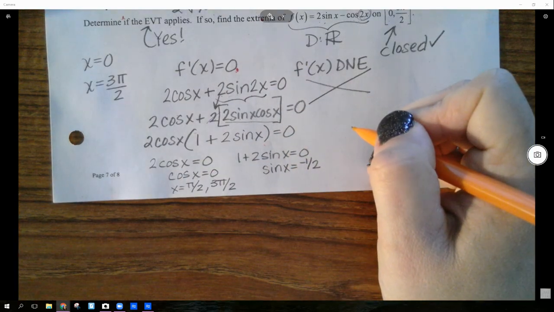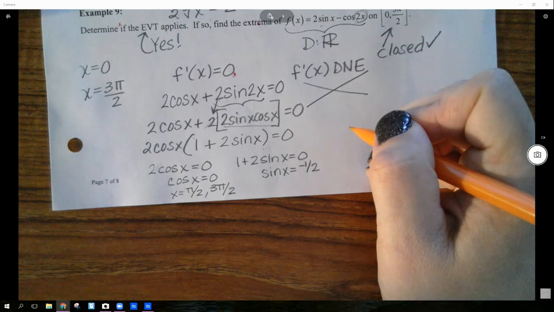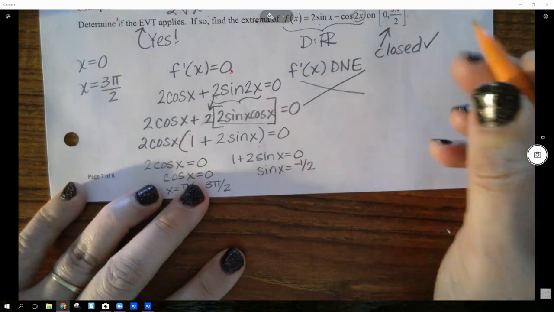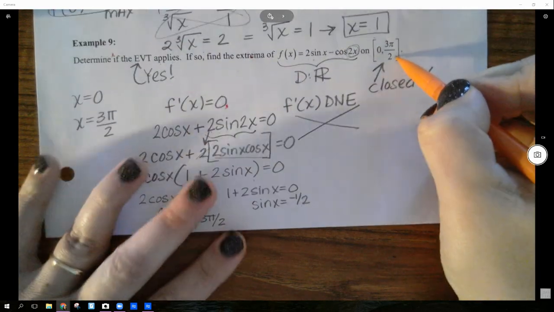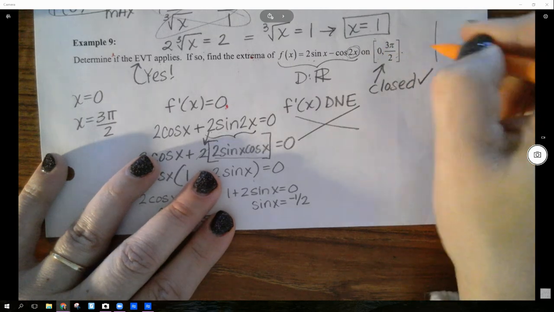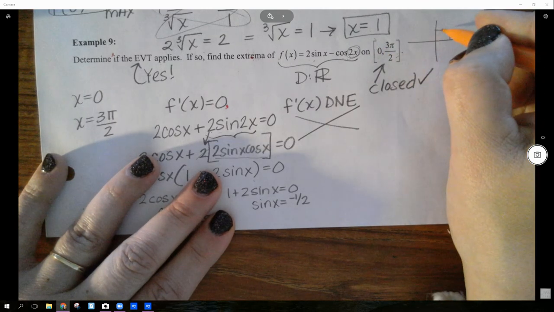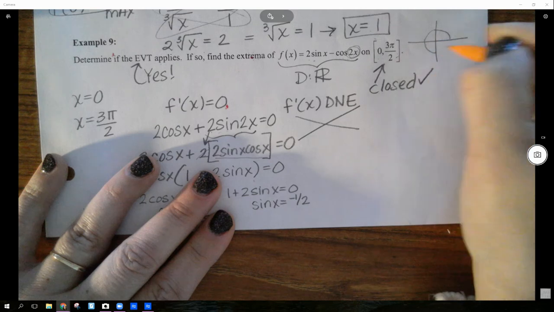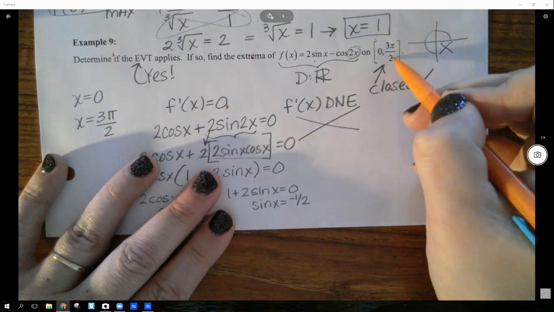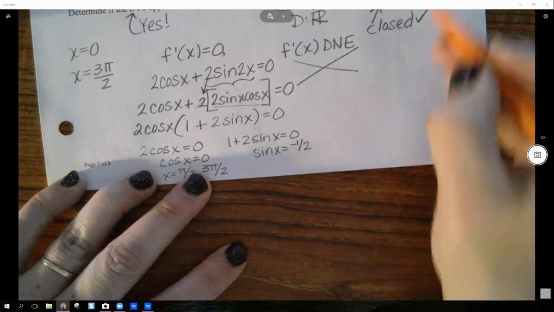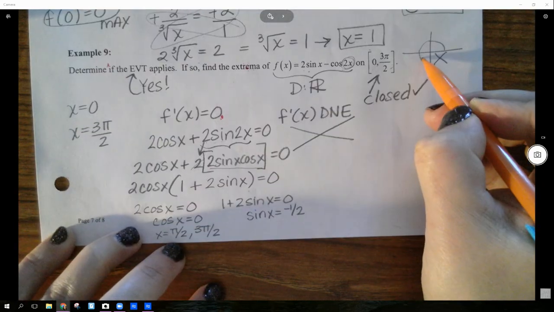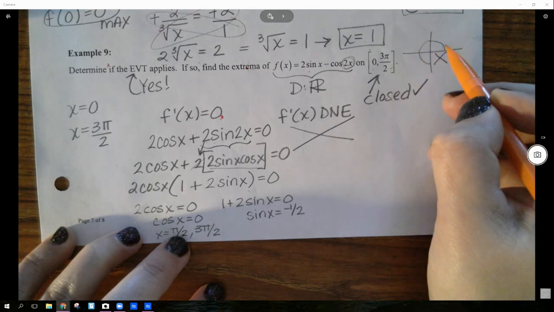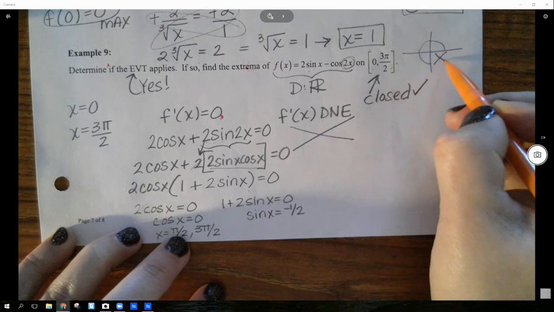Where does the sine equal negative 1/2? Well, it's going to be in the third quadrant and the fourth quadrant. But we cannot include the fourth quadrant because 3 pi over 2, so this is pi halves, pi, and then 3 pi over 2, does not include the fourth quadrant. So we need to think in the third quadrant, what would be the angle? Once again, 3 pi over 2 stops right here, so we don't have the fourth quadrant.